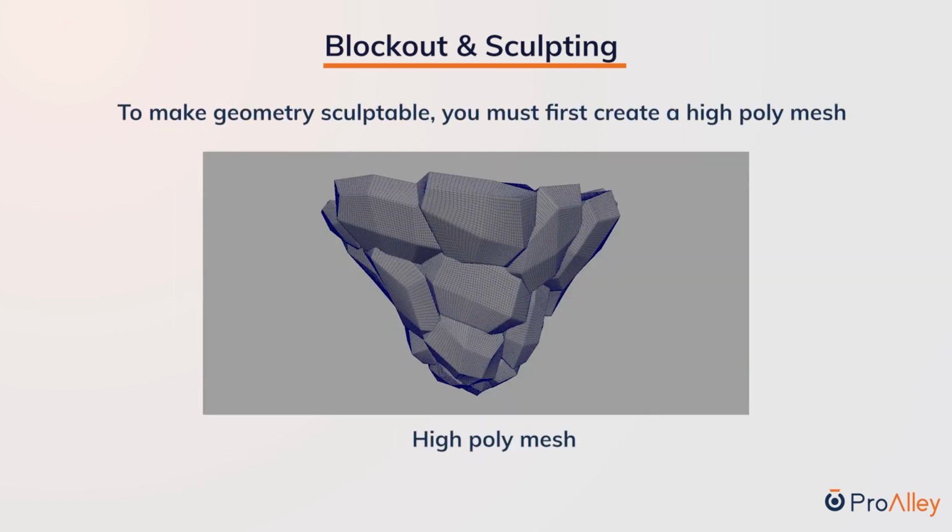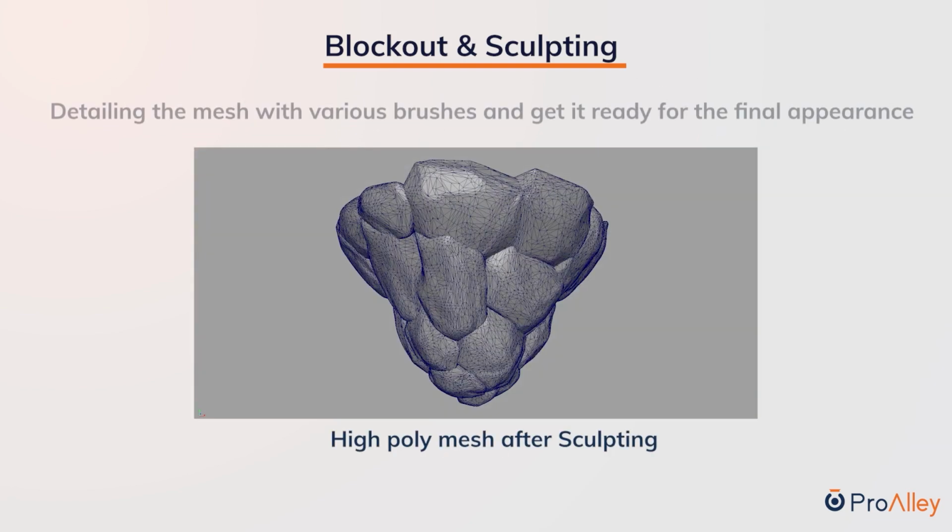Following the blocking, it's time to start sculpting the elements. To make geometry sculptable, you must first create a high poly mesh. We'll start detailing the mesh with various brushes and get it ready for the final appearance.